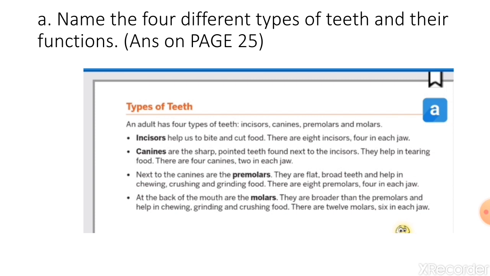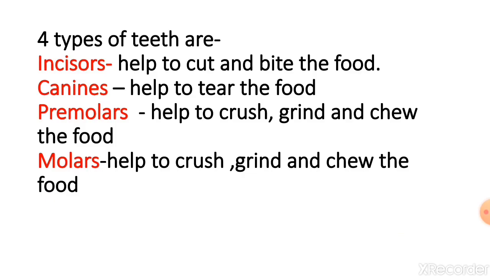So you have to write the name and its function. You can write like this. 4 types of teeth are: incisors, help to cut and bite the food; canines, help to tear the food; premolars, help to crush, grind and chew the food; molars, help to crush, grind and chew the food.